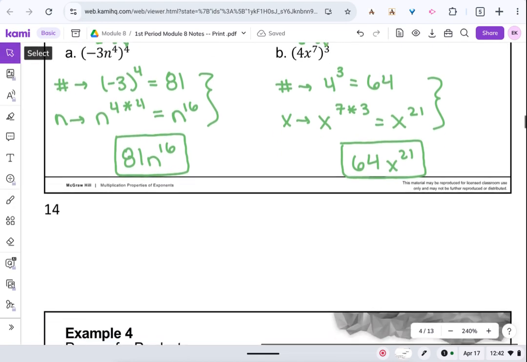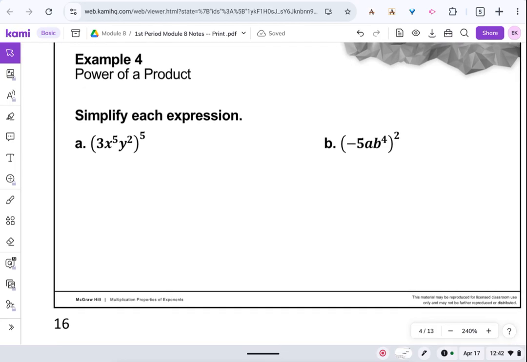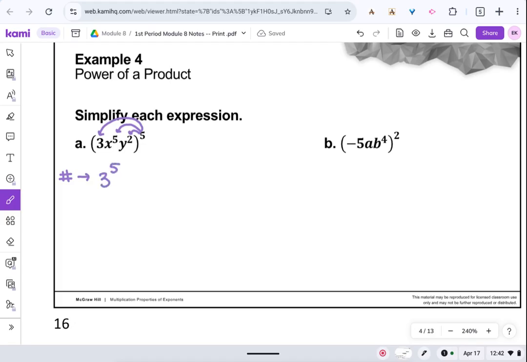I'm going to go ahead and jump down to the next slide here, slide 16. We'll skip slide 15 for now because, again, I want to make sure you have plenty of time to work on your practice. These are the exact same. There's just more than one term this time. So, again, I'm going to bring that 5 outside. Make sure you hit every part inside your set of parentheses. So the number piece would be 3 to the power of 5. Again, please just use your calculator for this. It's not 3 times 5. It's 3 to the power of 5, which is 243.